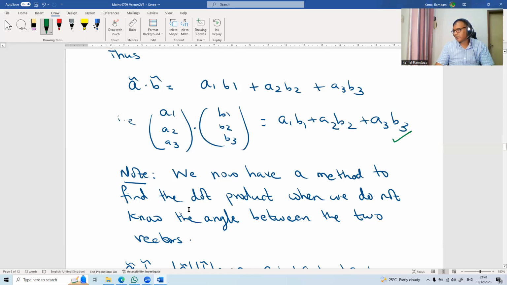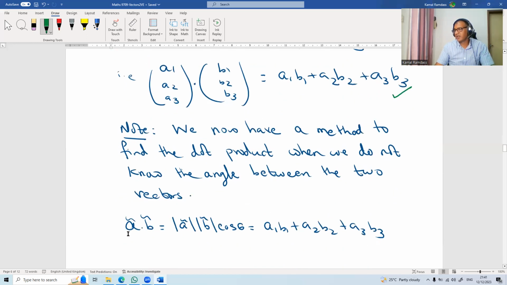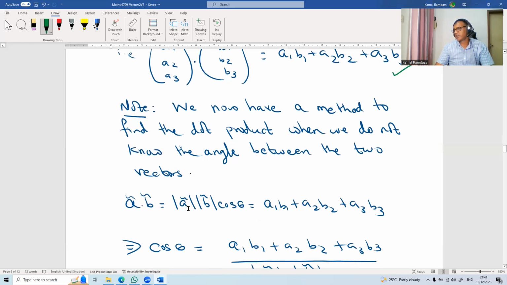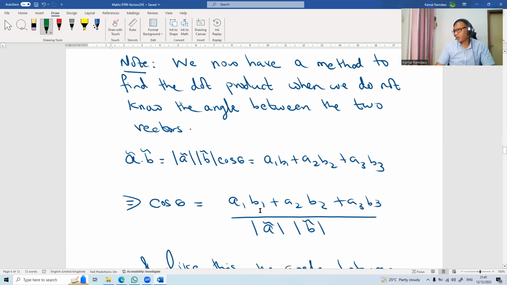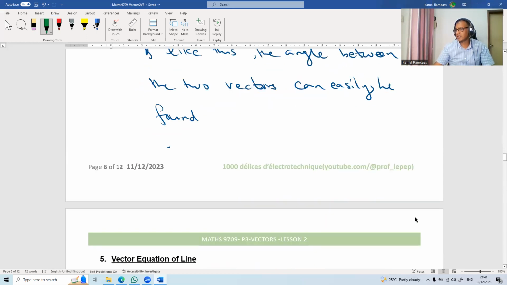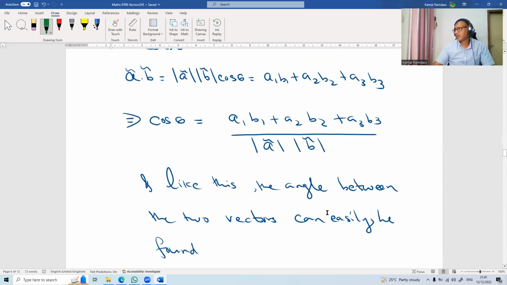We now have a method to find the dot product when we do not know the angle between the two vectors. A bar dot B bar is equal to modulus of A bar times modulus of B bar cos theta is equal to A1 B1 plus A2 B2 plus A3 B3. Là, on dit cos theta is equal to A1 B1 plus A2 B2 plus A3 B3 et divided by modulus of A bar times modulus of B bar.